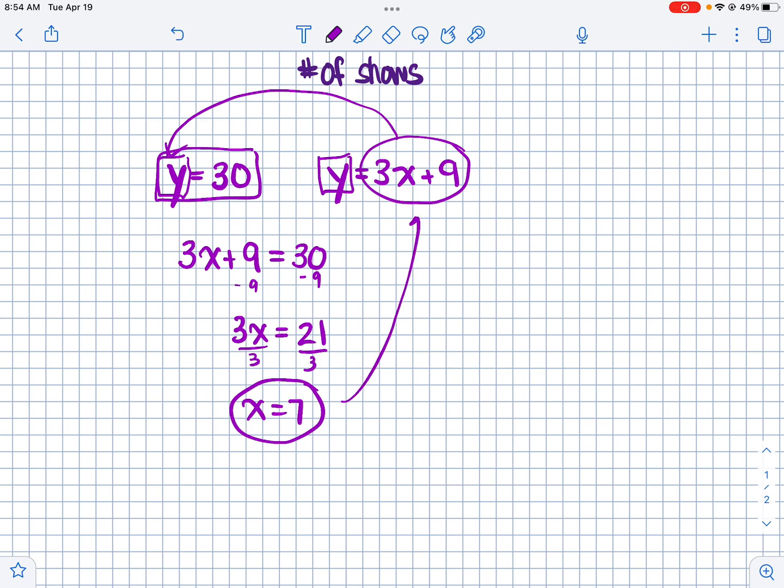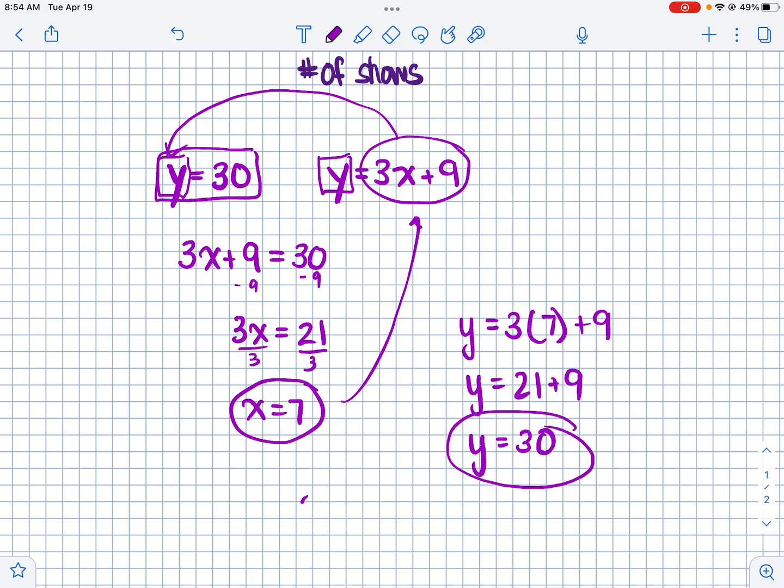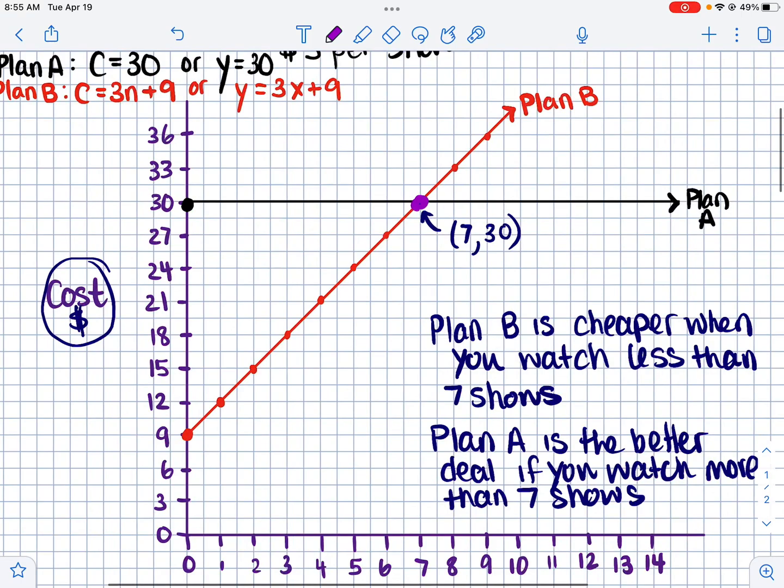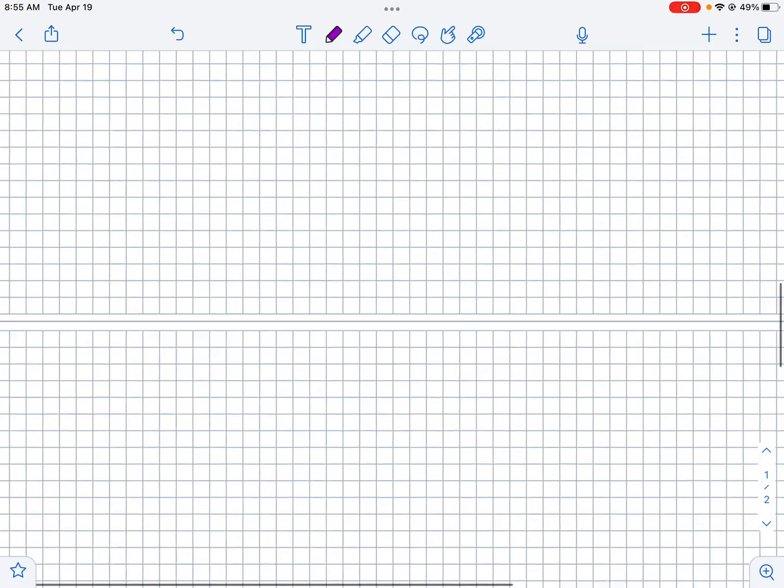And I can even check that over here. y equals 3 times 7 plus 9. y equals 21 plus 9. y equals 30. Yeah, so these guys are going to intersect at (7, 30). So this would be an algebraic solution, which you never have to do if you don't want to. Graphical solutions are good, and you can find the intersection point of any two lines.